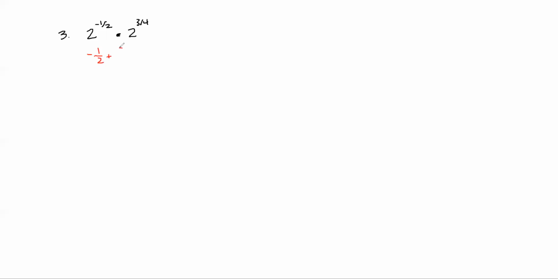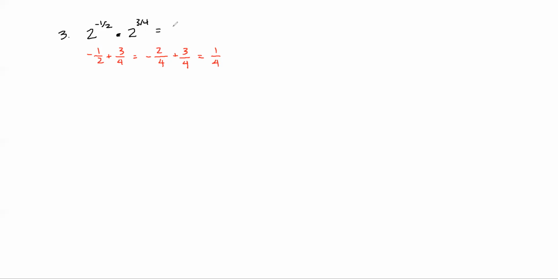So we're going to have -1/2 plus 3/4. Now we do need to get a common denominator here. Our common denominator is going to be 4. So our first fraction multiplied by 2, we get -2/4. That 3/4 stays the same. And then -2 plus 3 is 1/4. Now, we can't actually simplify this down. So we're going to go ahead and leave this as 1/4.